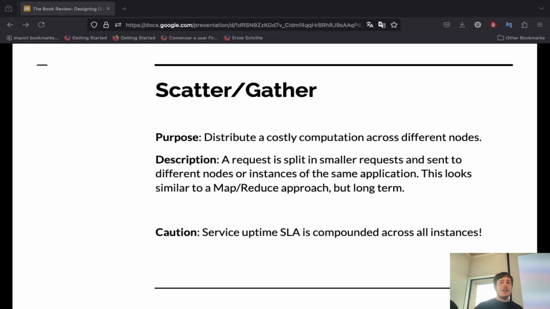Then we have scatter gather. This is how we deploy a system that accepts a request and then splits that request into different worker service groups, and then it gathers the information back to return to the user who made the request. This feels a bit similar to MapReduce, and yeah, it's basically that, but deployed as a service.